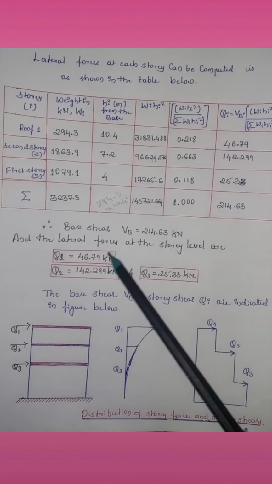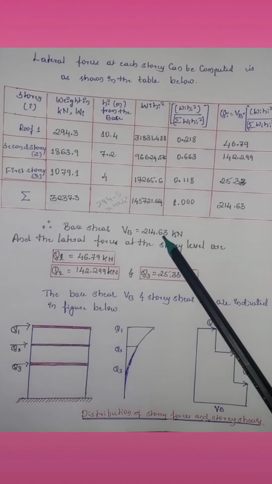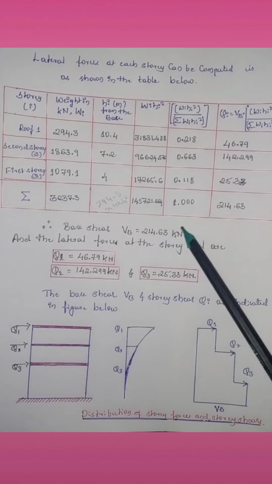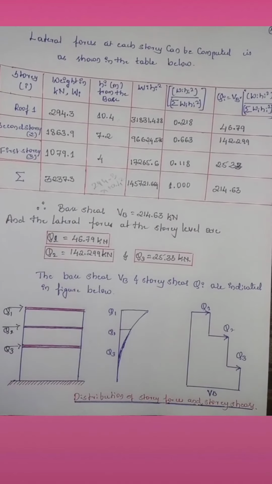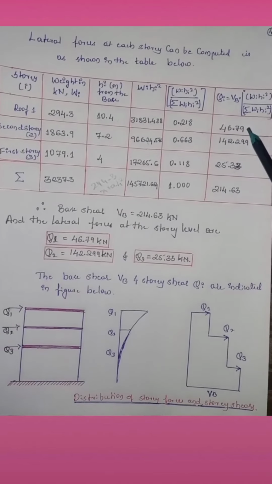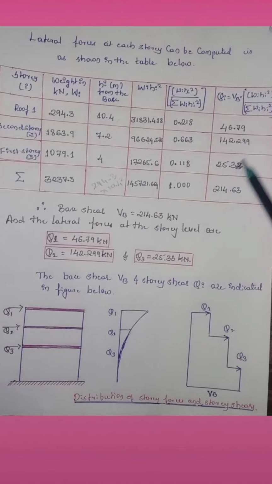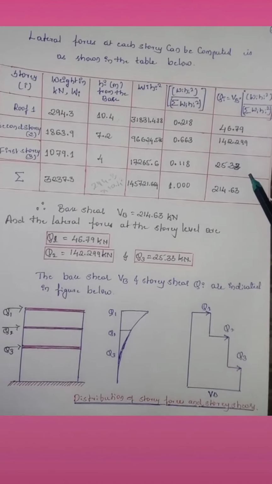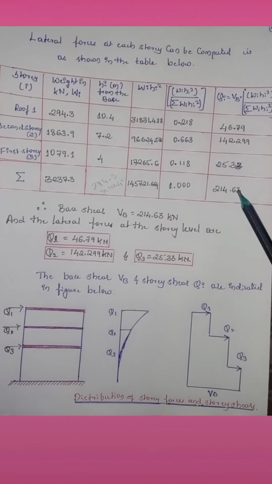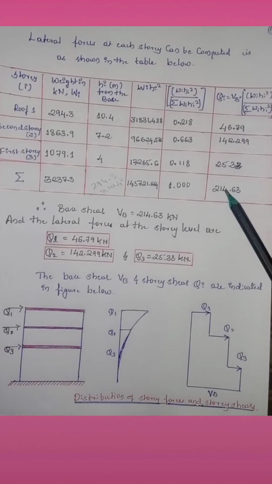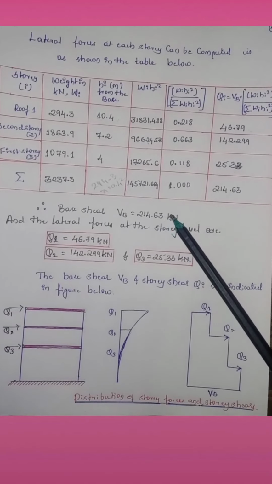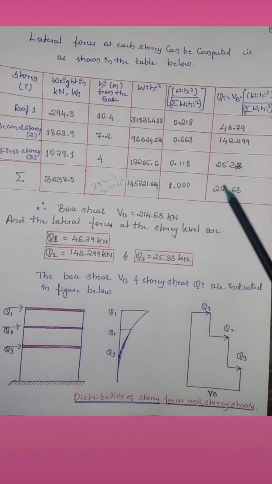Vb, that is 214.63 into this, you will get this. 214.63 into this, you will get this. 214.63 into this, you will get this. Now you people have got story shears in all the stories. This is the story shear at the roof, and in the second story 142.299, that is the story shear in the second story. The story shear in the first story is 25.33, and the story shear at the base, we'll call directly the base shear, that is Vb. You have calculated this. If you add these, it also comes around like this.